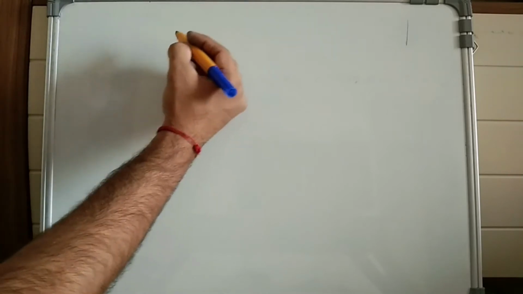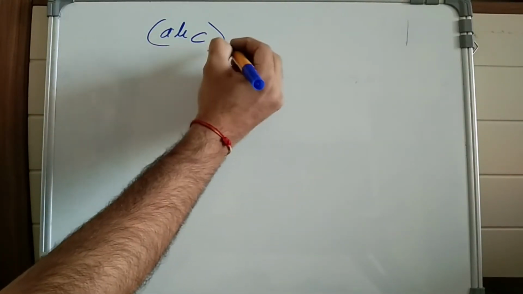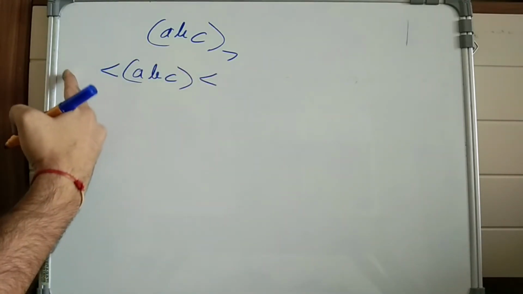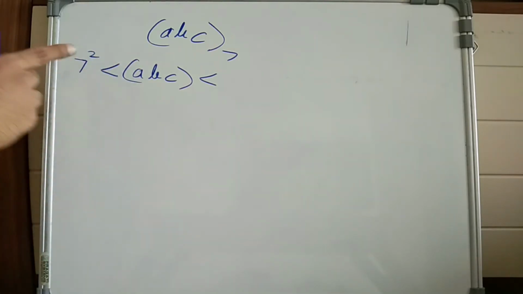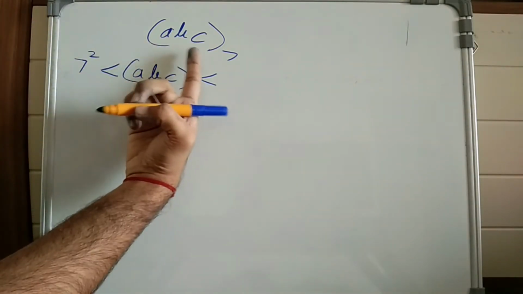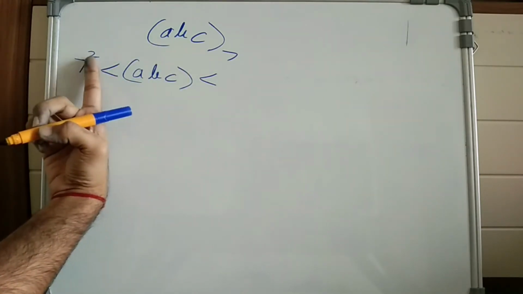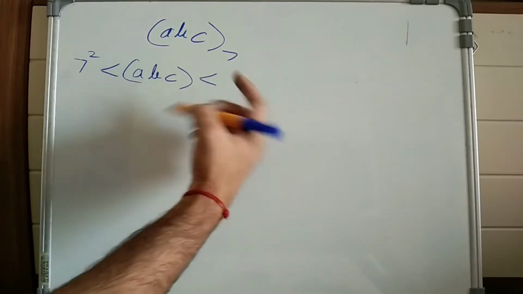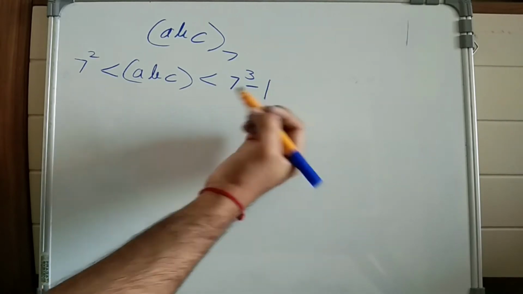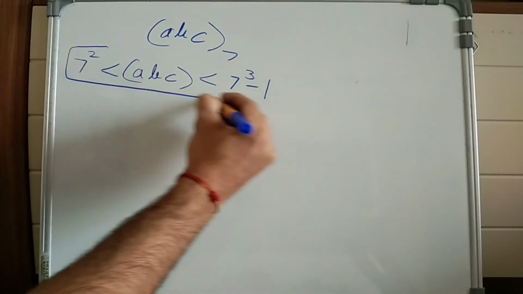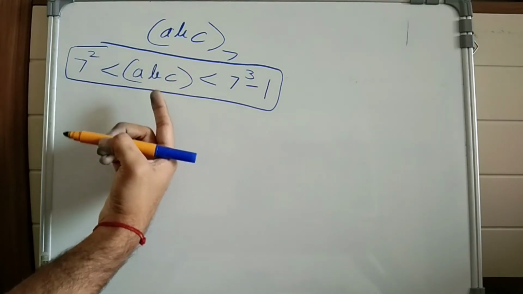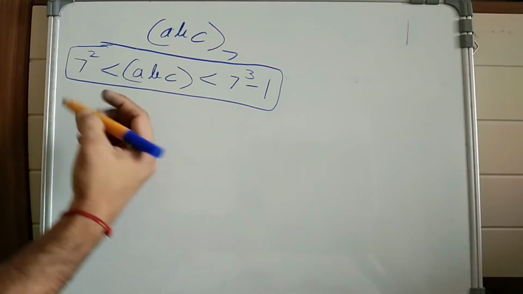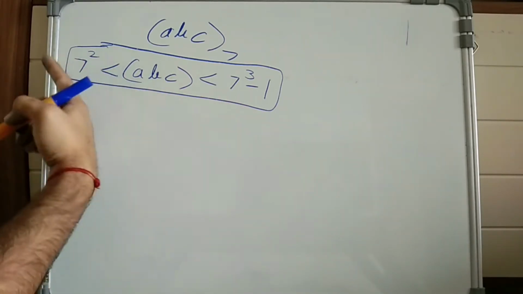This is ABC to the base 7. Now for ABC, the minimum value would be 7 squared, that is, 1 less than the number of digits. Here it is a 3-digit number, so 3 minus 1, that is 2, so 7 squared will be the minimum value, and the maximum value of ABC would be 7 cubed minus 1. So this will be the range of number ABC when I convert it into base 10. I covered this concept just to show how we can write this directly.